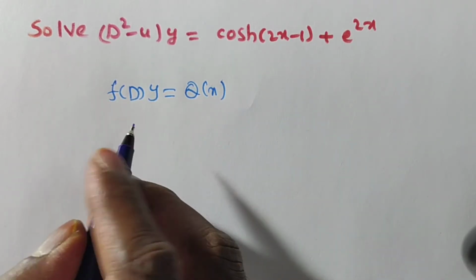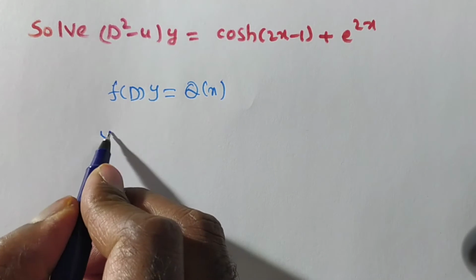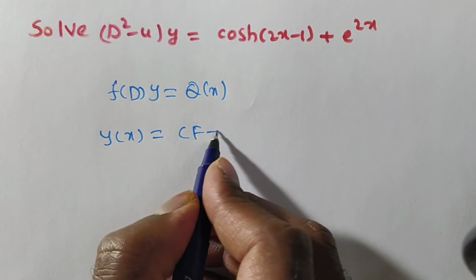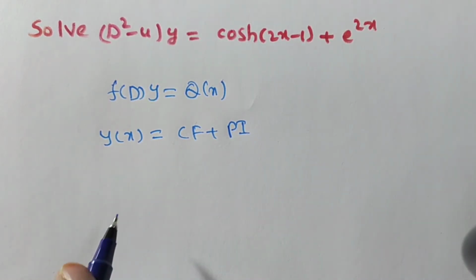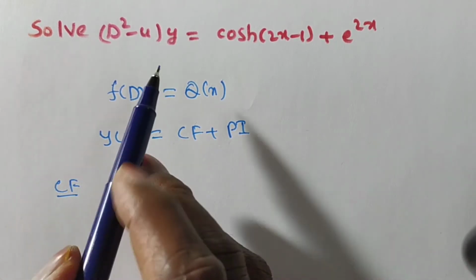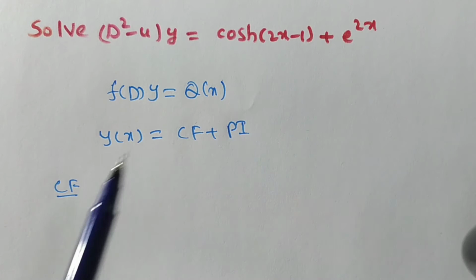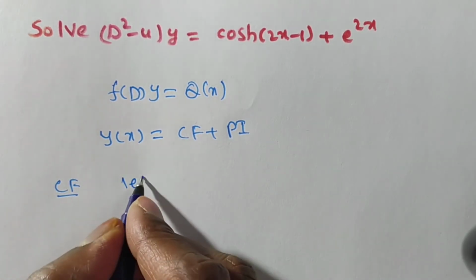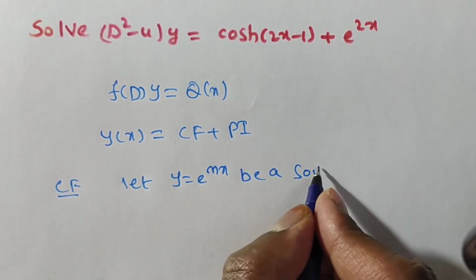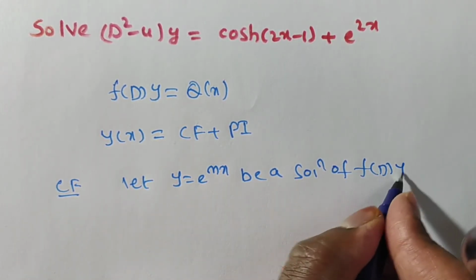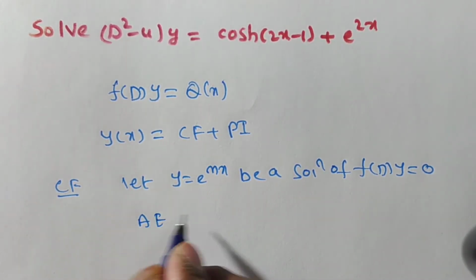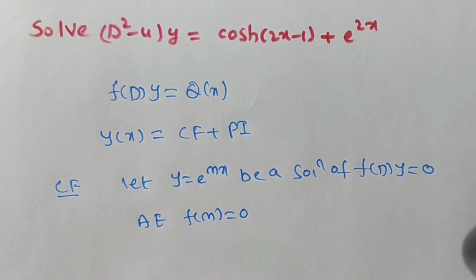Yes or no? Now the general solution for this f(D)y = Q(x) is y(x) = complementary function + particular integral. So first we need to find the complementary function. To find it, we have to treat Q(x) as 0. So let y = e^(mx) be a solution of f(D)y = 0.